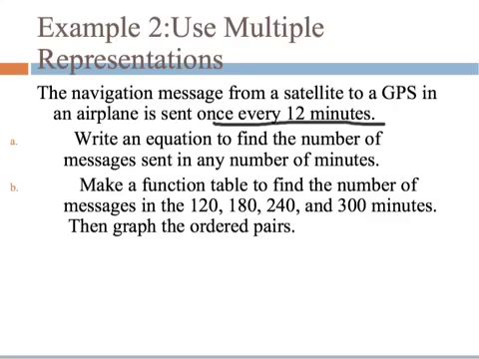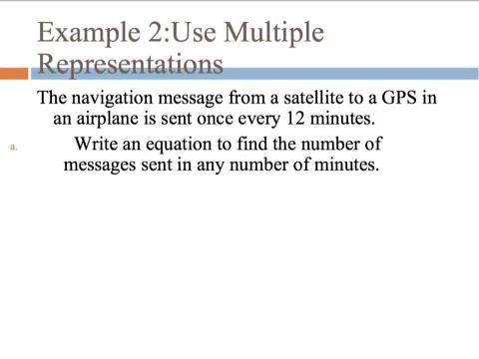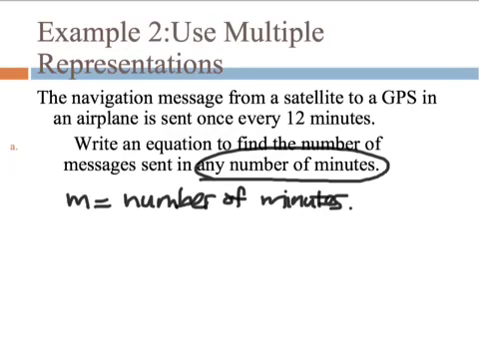So let's look at the first part. So we're going to write this equation, and you notice we're talking about any number of minutes. So that's where my variable is going to come from. So let's let m equal the number of minutes. And if we do that, and we recognize that we are only going to get one message for every 12, we want to figure out how many, for every 12 minutes, how that works out.